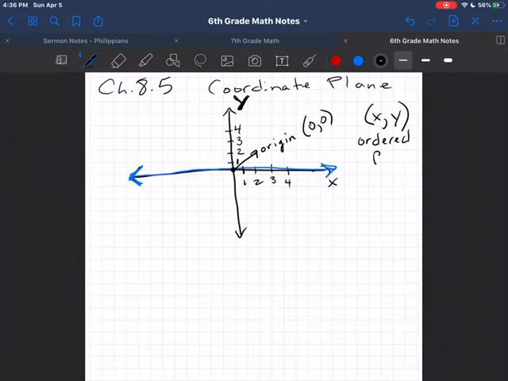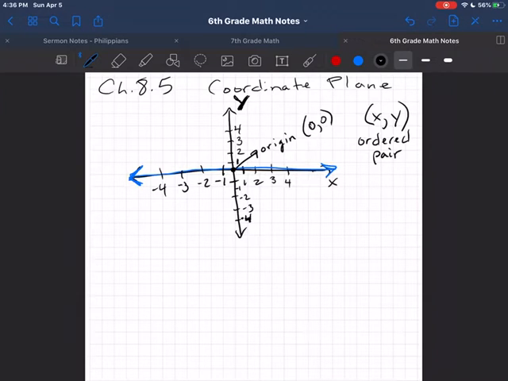And this is called an ordered pair. So an ordered pair is like this, where the origin, this little spot right here, is 0, 0. So it's 0 to the right, 0 left, 0 up, and 0 down. It is right in the middle. So it is 0, 0. We'll talk more about that in a second. And then to the left of this is negative 1, negative 2, negative 3, negative 4. And down is negative 1, negative 2, negative 3, negative 4.